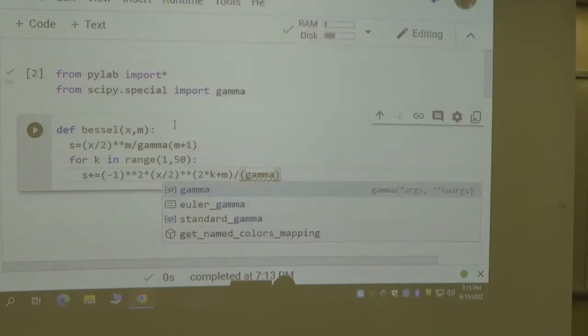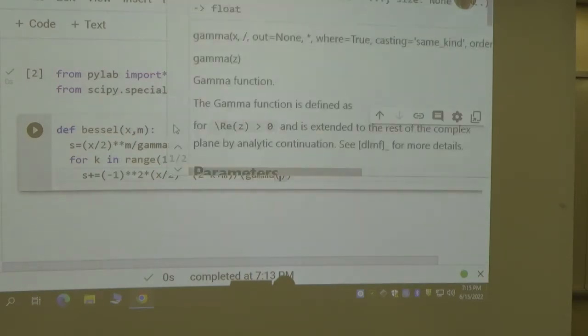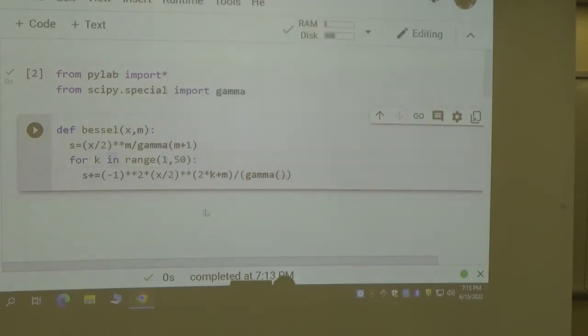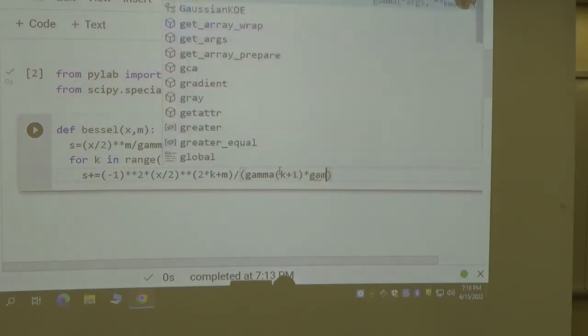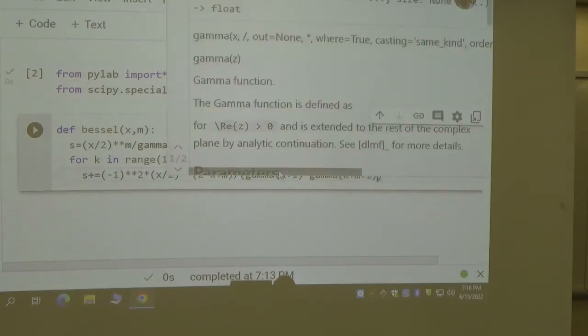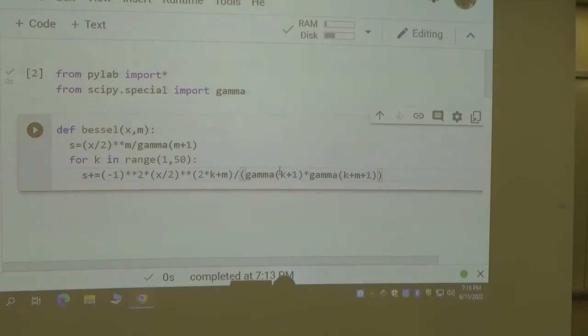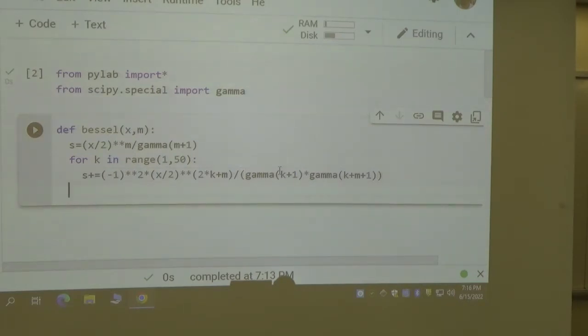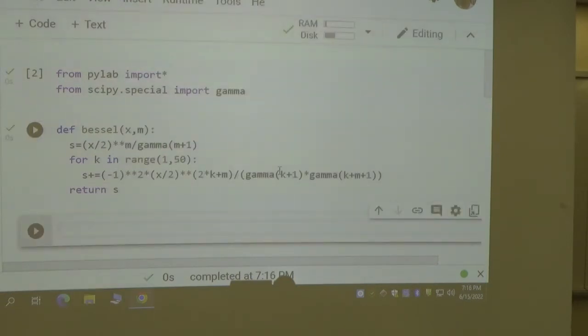And you divide it by, instead of the factorial, unfortunately Python doesn't have factorial on its own, so let me just use the gamma function. Gamma of k plus 1 is the same as k factorial, so I'm going to use gamma of k plus 1 times gamma of k plus m plus 1. So you do that, then that's it, and then we return s. Okay, so that's going to be my Bessel function.